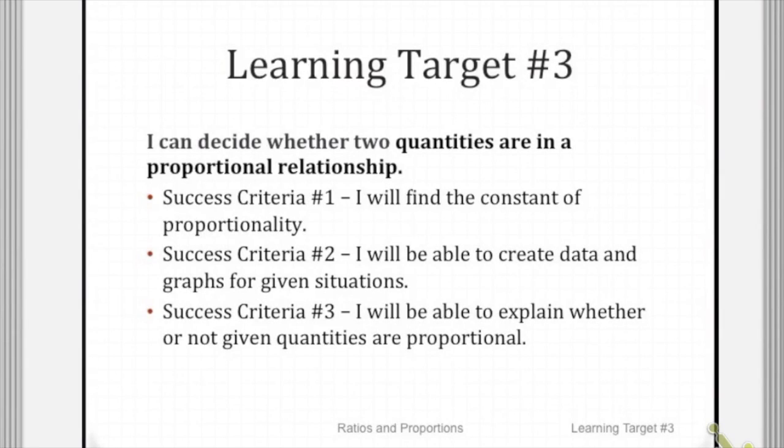I can decide whether two quantities are in a proportional relationship. Success criteria 1, I will find the constant of proportionality. Success criteria 2, I will be able to create data and graphs for a given situation. Success criteria 3, I will be able to explain whether or not given quantities are proportional.